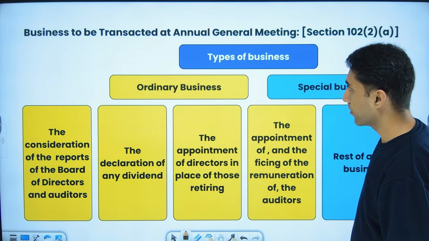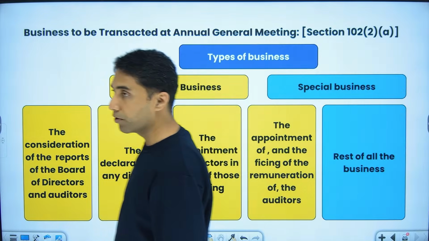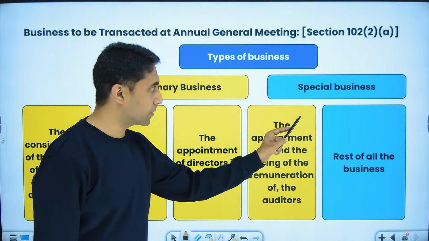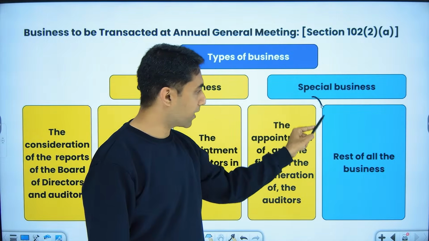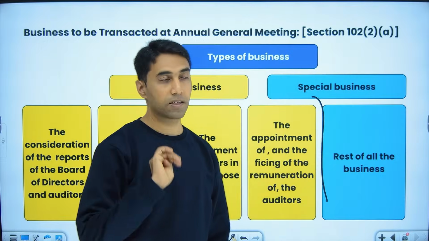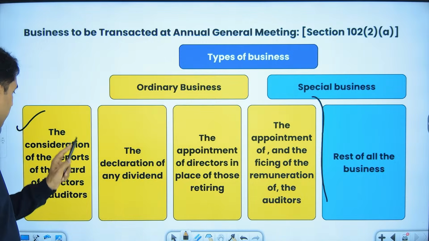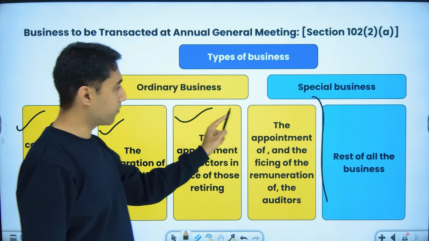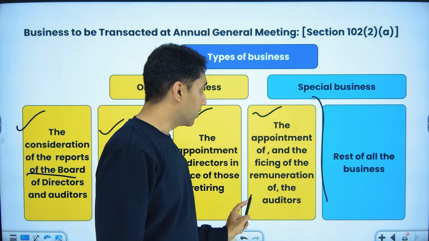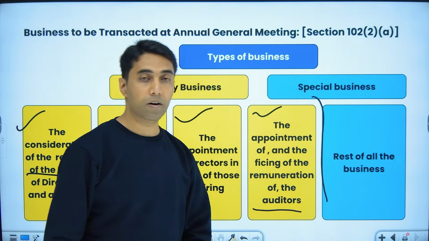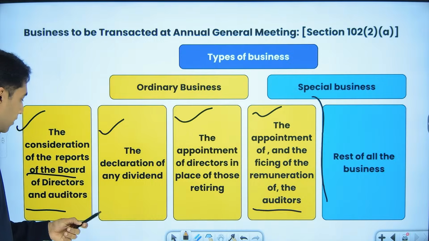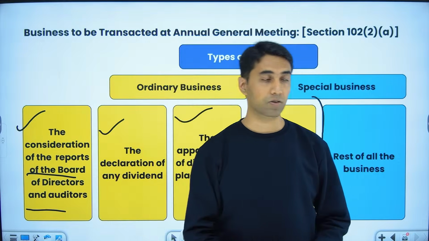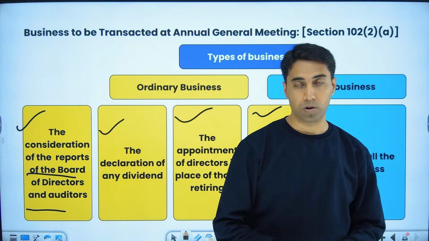So this is again a recap for you, and we look at the AGM: ordinary business and special business. So what is special business? Everything apart from these four. The declaration of dividend, appointment of directors, appointment and remuneration of the auditors, and approval of financial statements. These are the only four things which are ordinary. This I already told you.